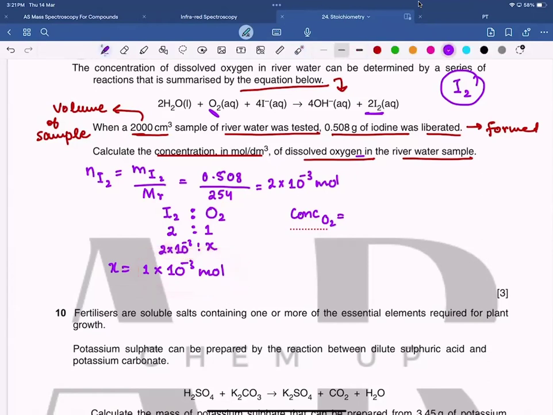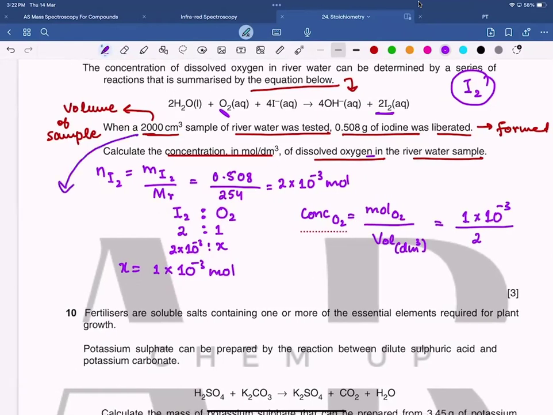So concentration of oxygen is equal to moles of oxygen divided by volume of the whole sample. But remember, this volume must always be in decimeter cube. So 2 dm cube. Here, 1 exponent minus 3 divided by 2, because it's 2000 centimeter cube, so divided by 1000 turns it into decimeter cube. If you divide it by 2, I think it will become 5.0 exponent minus 4 mole per dm cube.